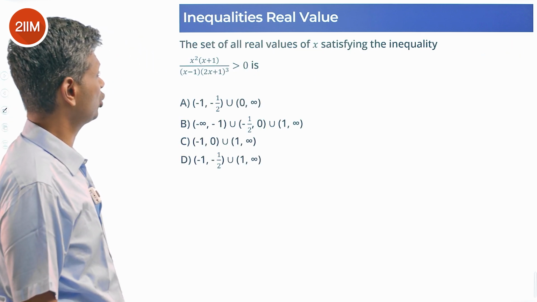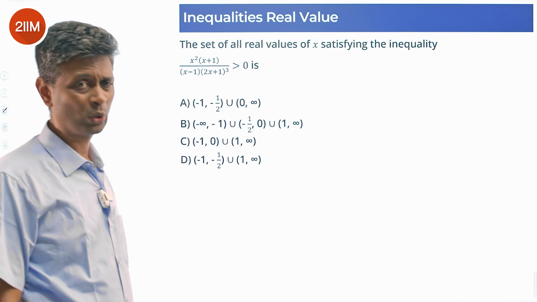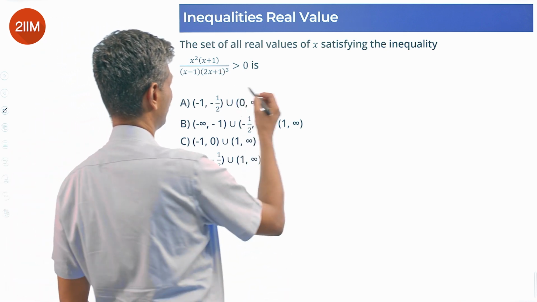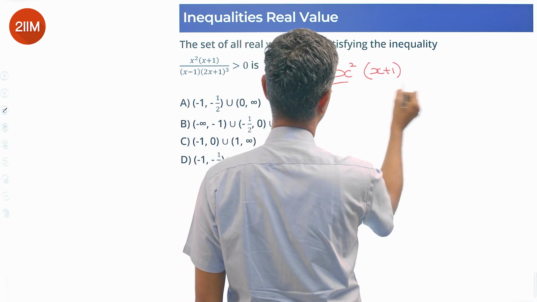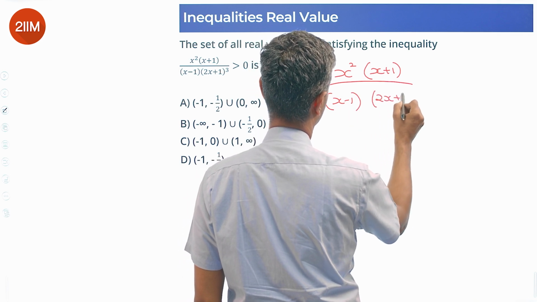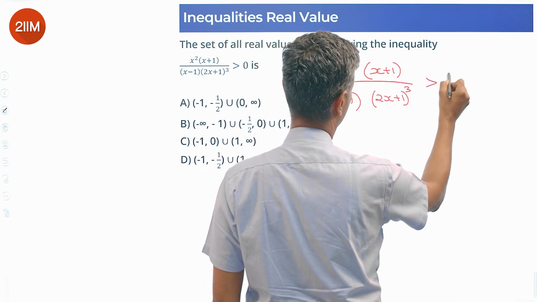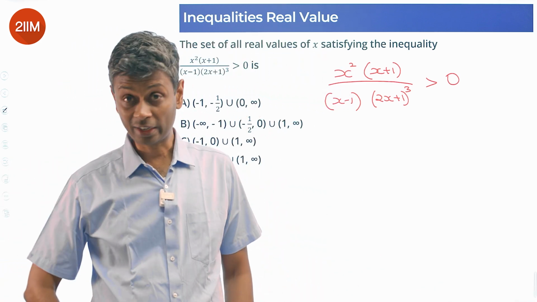A set of all real values of x satisfying the inequality x square into x plus 1 by x minus 1 into 2x plus 1 whole cube. A nice question, because one starting simplification is very important. x square into x plus 1 by x minus 1 into 2x plus 1 whole cube is greater than 0. You look at numerator, you look at denominator, you look at turning points, and then you crack it.